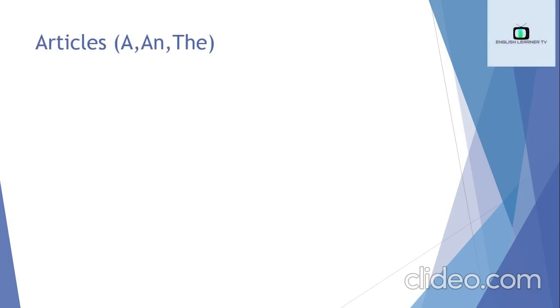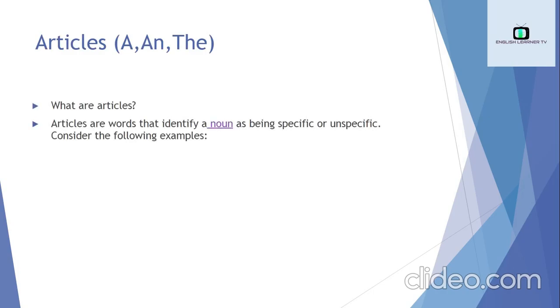9. Articles. What are articles? Articles are words that identify a noun as being specific or unspecific.